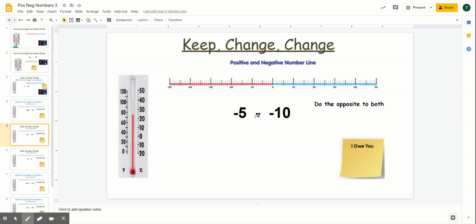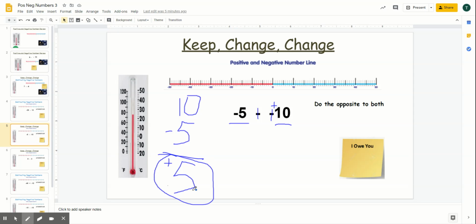All right, so we keep it, then we change it, then we change it. So now we have negative 5 and positive 10. All right, so again, we have different signs. We have positive and negatives, which means we subtract regularly. Now we match the sign of the greater absolute. Which number is greater? 10 or 5? 10, right? And that is the positive number, which means my sign has to be positive. That is what my answer is.